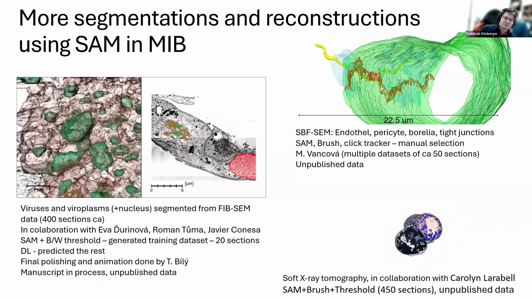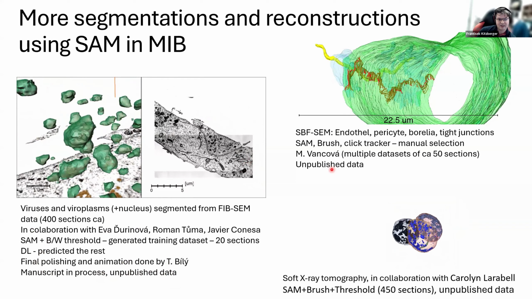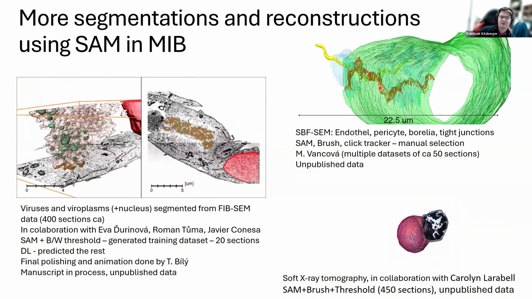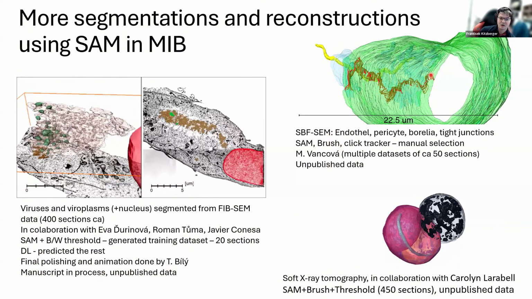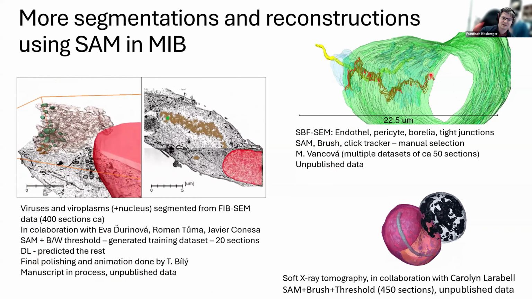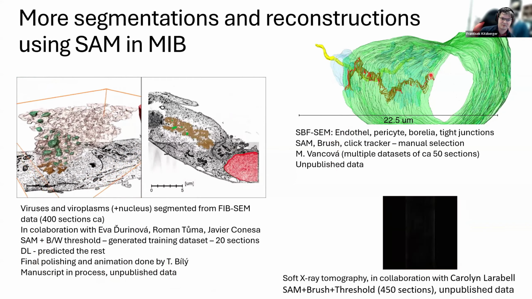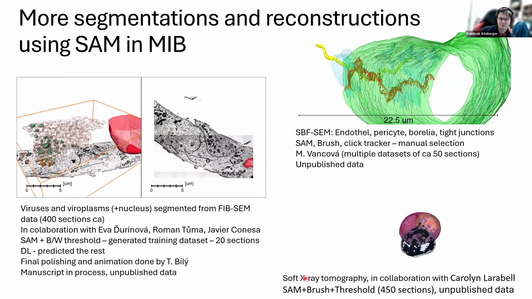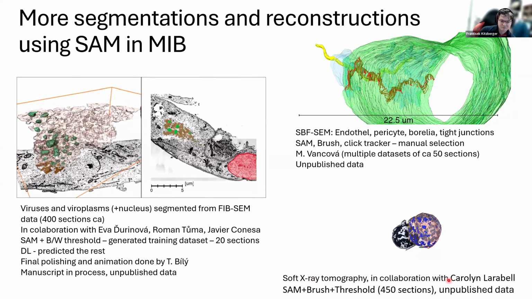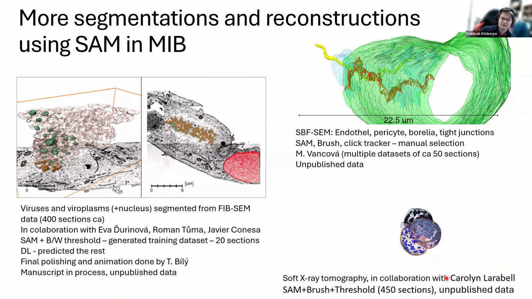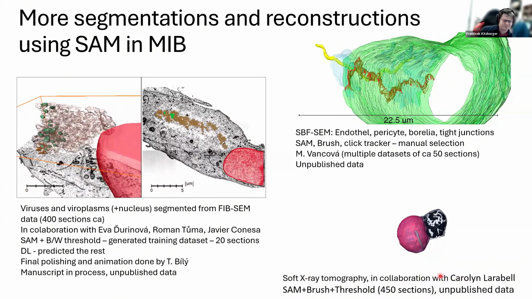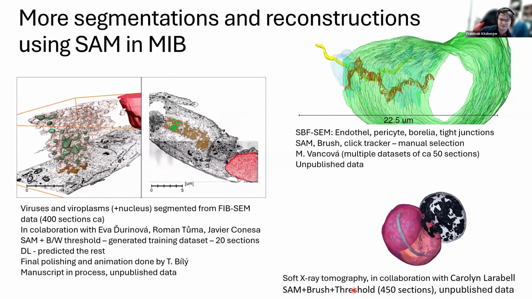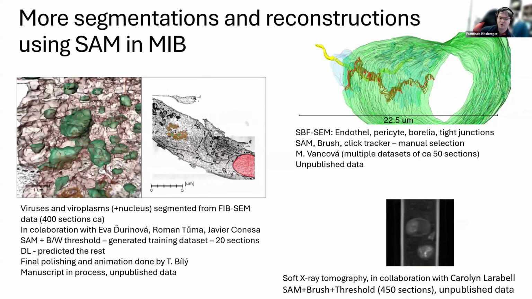The next one, which was moving here, was the Borrelia interaction with the capillary. You can see the green endothelium, the blue pericyte, and again the tight junctions, which are quite contrasting, so they are pretty easy to segment with the click tracker. But in this case, if I remember, some of them were selected by the brush as well. And the last one is the aforementioned soft X-ray tomography, which was done in collaboration with Jana Pilatová and Carolyn Larabell from the USA. And again, this used just Segment Anything, brush and thresholding for about 450 sections, and we have way more data sets for this.